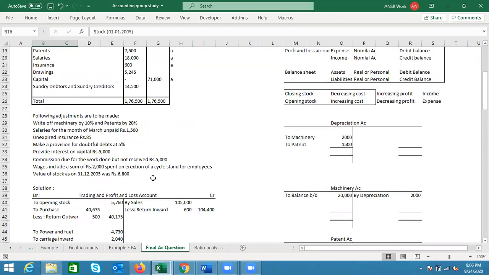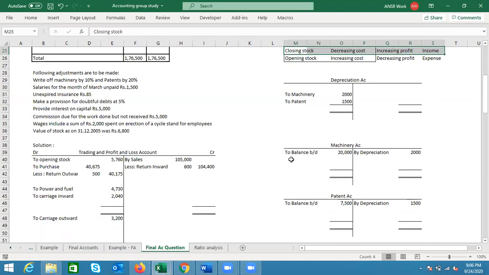Now tell me, what was the logic in closing stock? I'll give you a major hint. I've already given you the answer. What is the closing stock? Is it income or expense? Income. Income only, yes. Now, if it is income, it will be posted on the credit side of the trading and profit and loss account, right? Yeah.